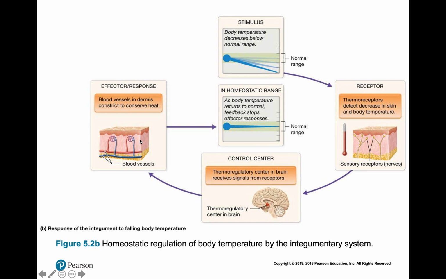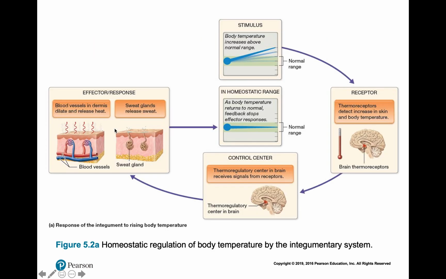And the effector here would be our blood vessels, but instead of vasodilation, the response now will be vasoconstriction. Vasoconstriction means these blood vessels will constrict, the diameter gets smaller, and it will conserve, so less blood will come to the skin, and think of it, it redirects. So it minimizes the amount of heat that will get lost through radiation, right? Because here we're losing heat through radiation.